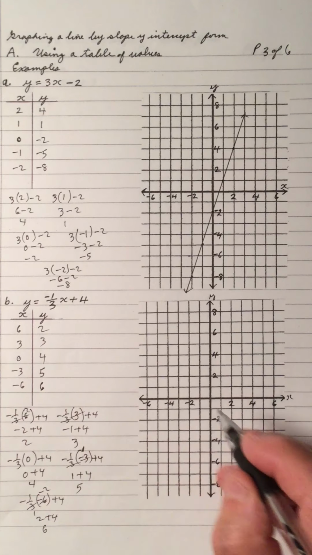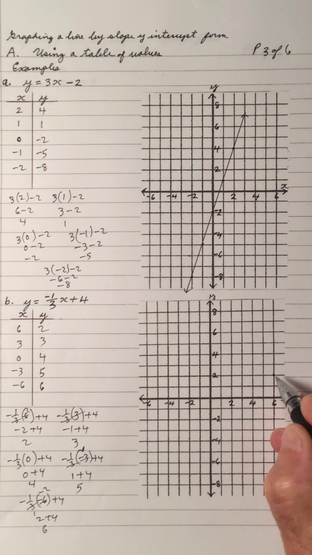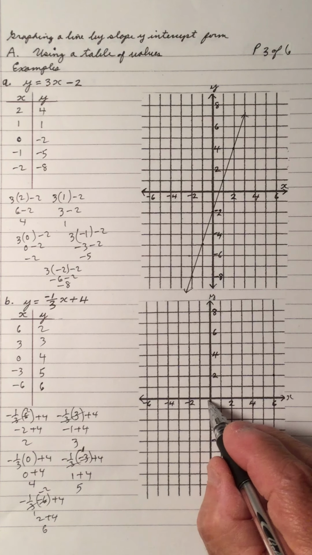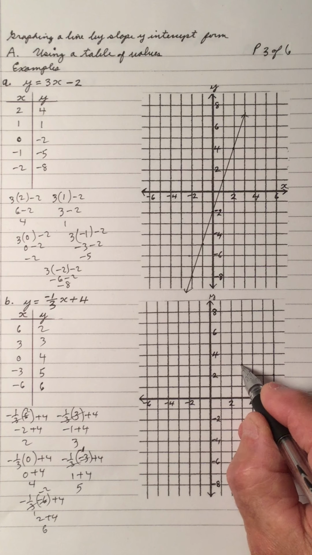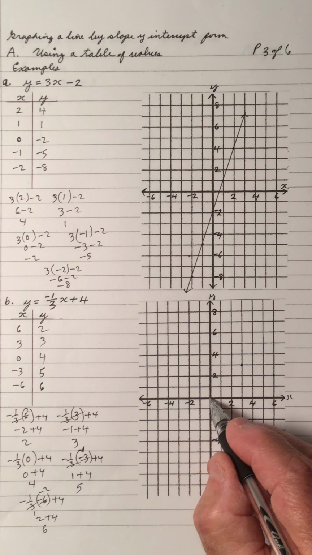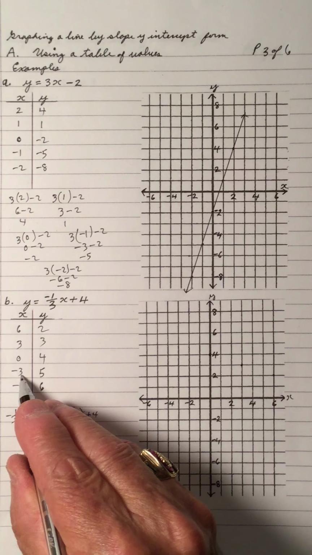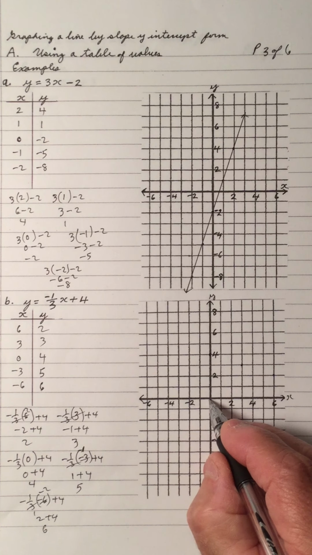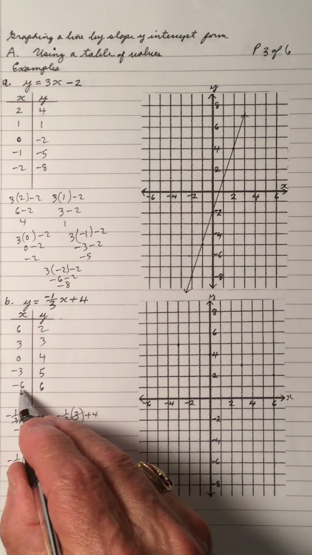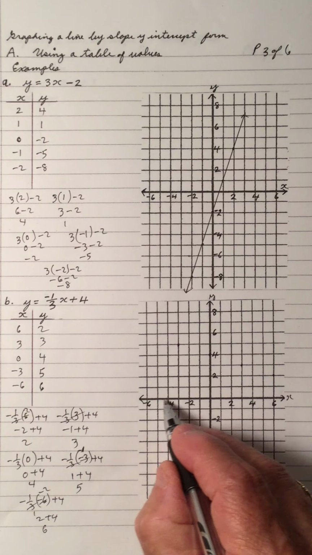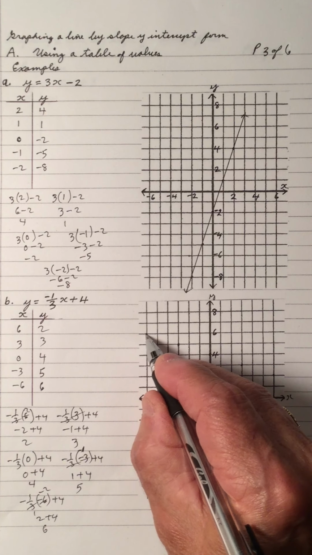X is 6, right there. Y is 2. X is 3. Start with 0, 0. X is 3. Y is 3. X is 0. Y is 4. X is negative 3. Y is 5. X is negative 3, right there. Y is 5, right there. Negative 6, 6. X is negative 6, right there. Y is 6. 1, 2, 3, 4. There it is.